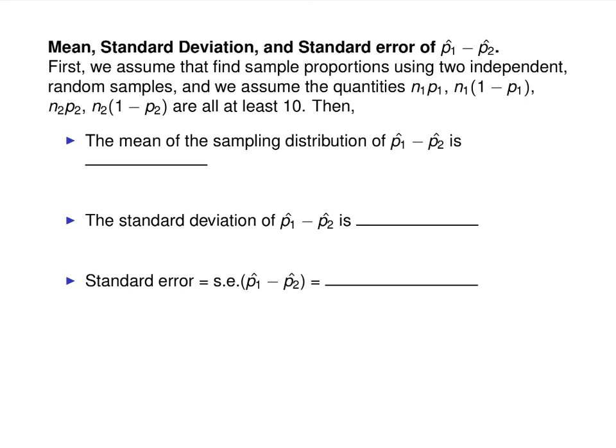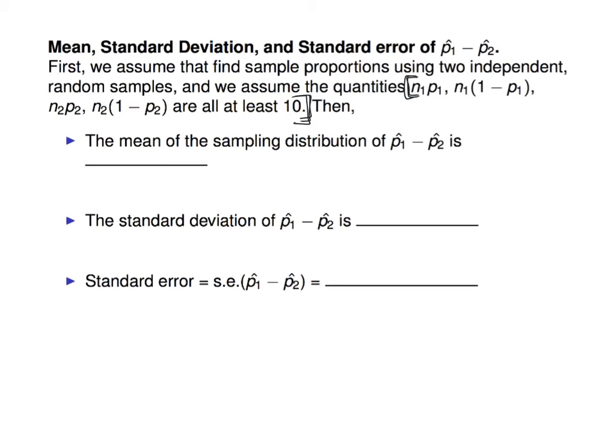Now, the formulas for the mean and standard deviation are a teensy bit different, and the first thing we have to do is assume that certain quantities are big enough. So n1 times p1, n1 times 1 minus p1, n2 times p2, n2 times 1 minus p2. What this is ensuring is that you have at least 10 people in each of your categories.